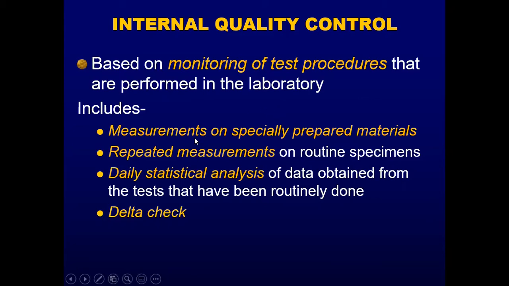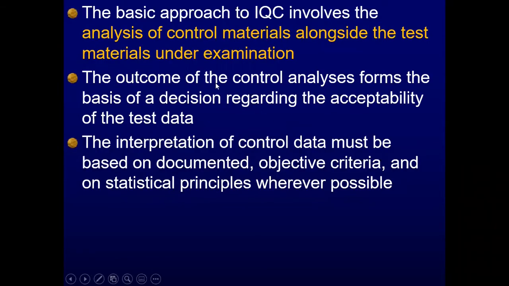and it includes measurement on specially prepared material known as control materials, repeated measurements on routine specimens, that is patient specimens, daily statistical analysis of data obtained from tests that have been routinely done, and analysis of normals is included in this, and delta check. So these are the various options for internal quality control for quantitative test results.